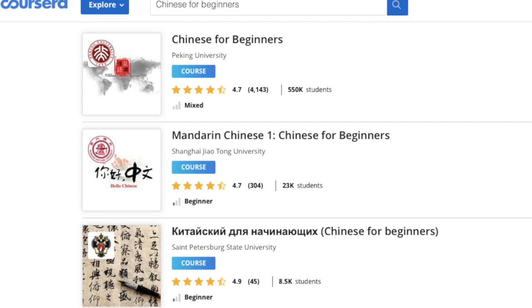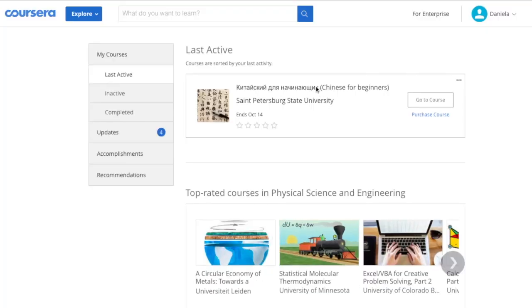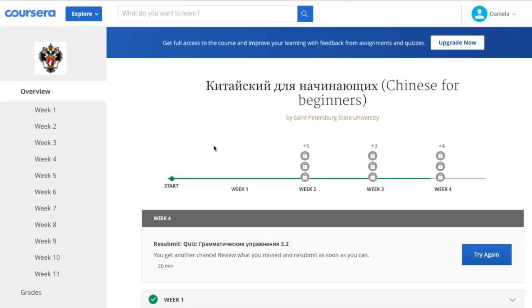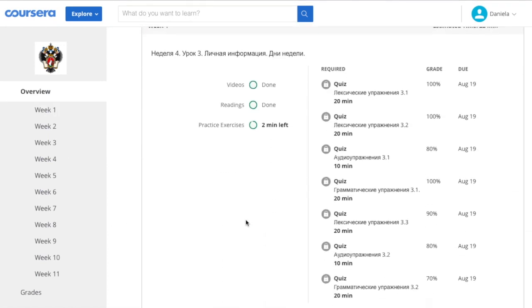I signed up for 3 of these courses. 2 of them were in English, Chinese for beginners, and I think Chinese characters, something like that. And 1 was in Russian from my university, actually, St. Petersburg State University. And I did all the 3 courses, more or less in a parallel way, because I wanted to use different resources and material. Also, I wanted to see the different approaches to learning Chinese.